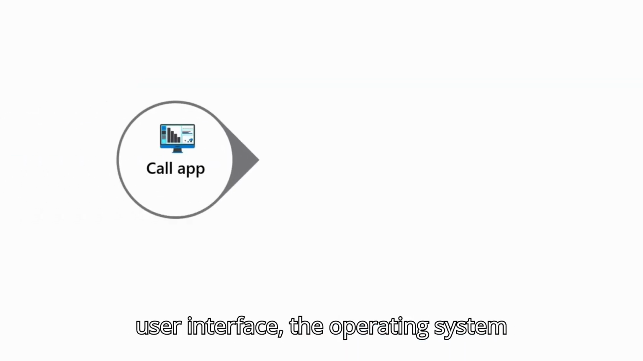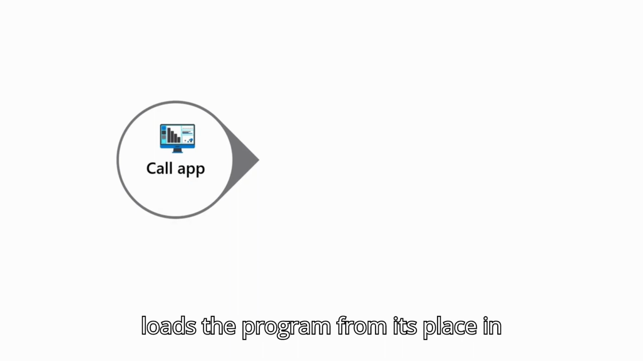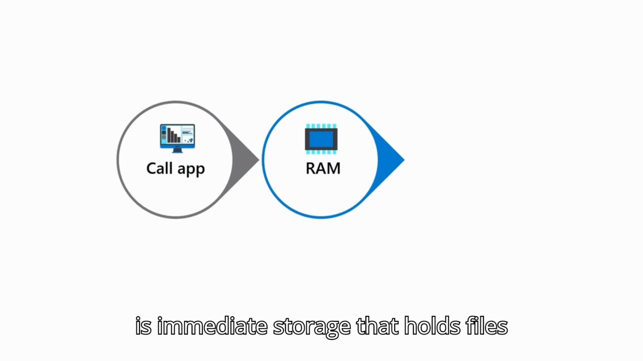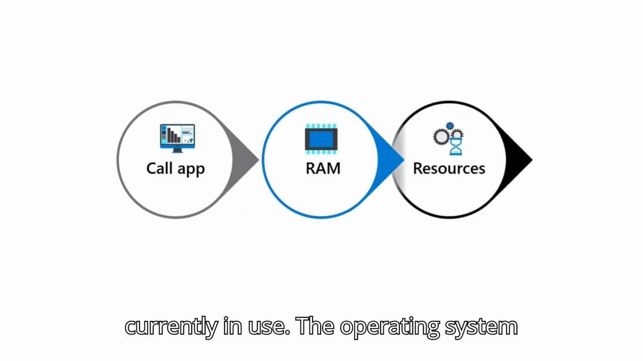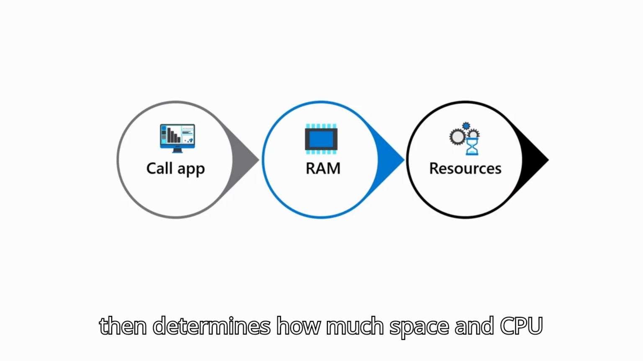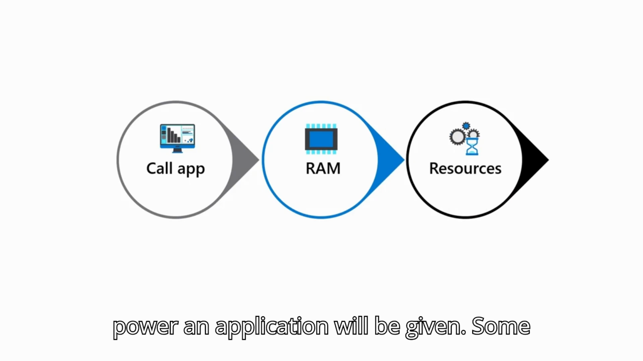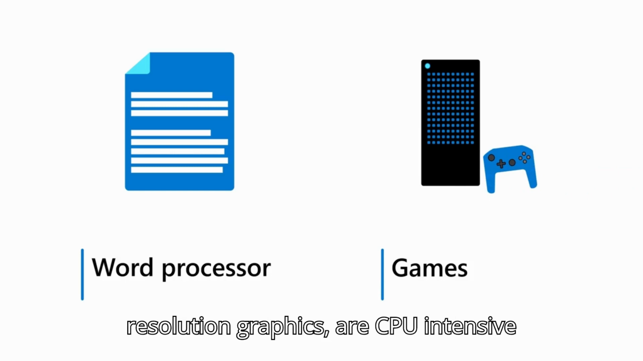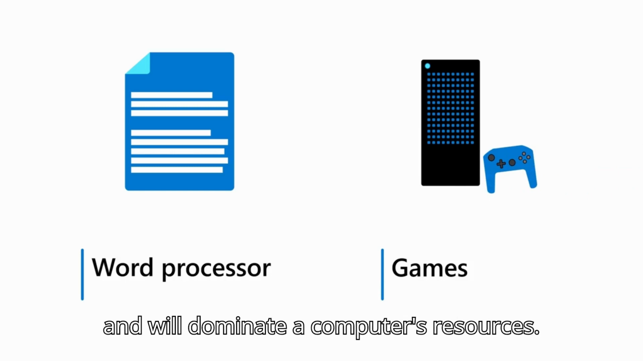When an application is called for use through a user interface, the operating system loads the program from its place in memory into the RAM. Recall that RAM is immediate storage that holds files currently in use. The operating system then determines how much space and CPU power an application will be given. Some applications, such as a word processor, require relatively few resources, while others, such as a game with high-resolution graphics, are CPU-intensive and will dominate a computer's resources.